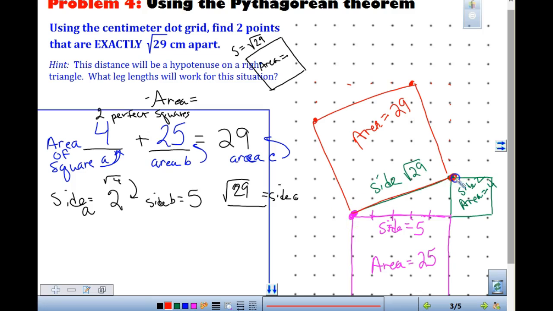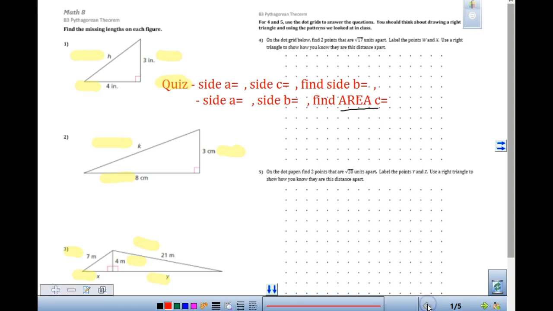These are my 2 points. This is the answer. These are my 2 points that are square root of 29 apart, okay? So your homework on those last 2 questions, number 4, says I need 2 points that are square root of 17 apart. So what kind of numbers do you have to add together?